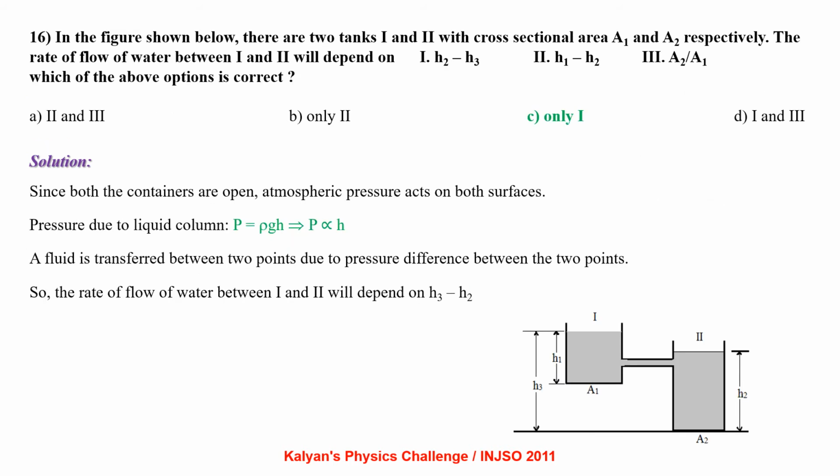In the figure shown below, there are two tanks 1 and 2 with cross-sectional areas A1 and A2 respectively. The rate of flow of water between 1 and 2 will depend on.